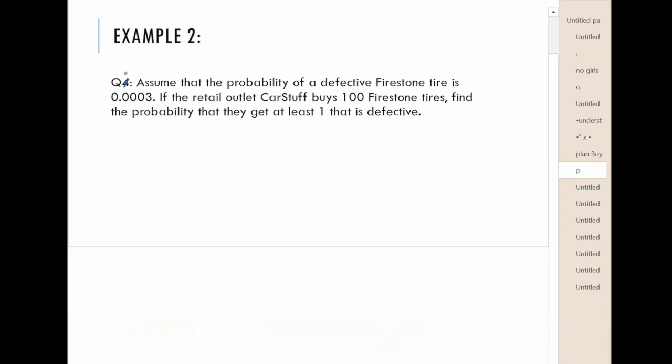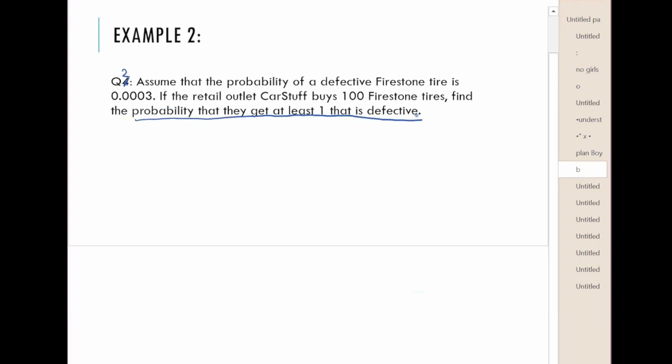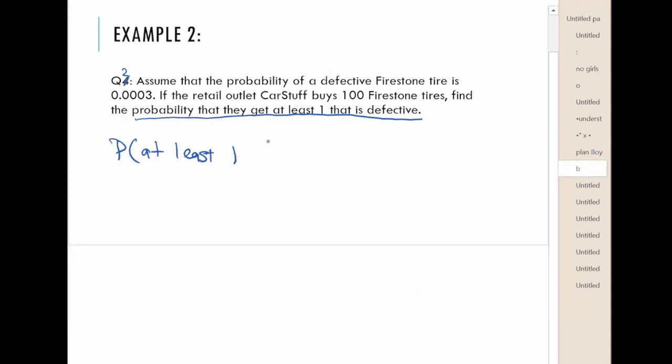So this is example 2. Okay, now for this one. This one says, assume that the probability of a defective Firestone tire is 0.0003. So it's really what? 3 10,000ths. If the retail outlet car stuff buys 100 defective tires, find the probability that they get at least one that is defective. So what this means is we need to find the probability where at least one tire is defective.